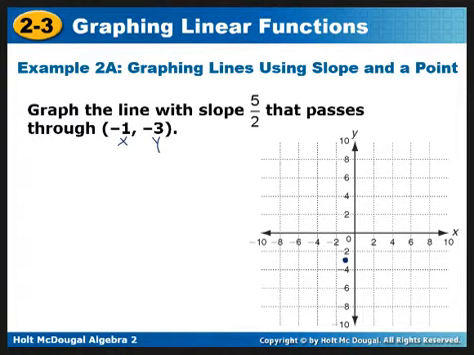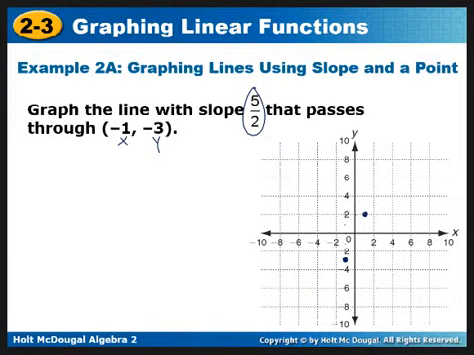Now, remember, a slope represents rise over run, or how much does it go up or down versus how much it goes left and right. A positive slope means that we are going to go up 5 spaces, so 1, 2, 3, 4, 5, and I'm going to go 1, 2 spaces to the right to find my first point.